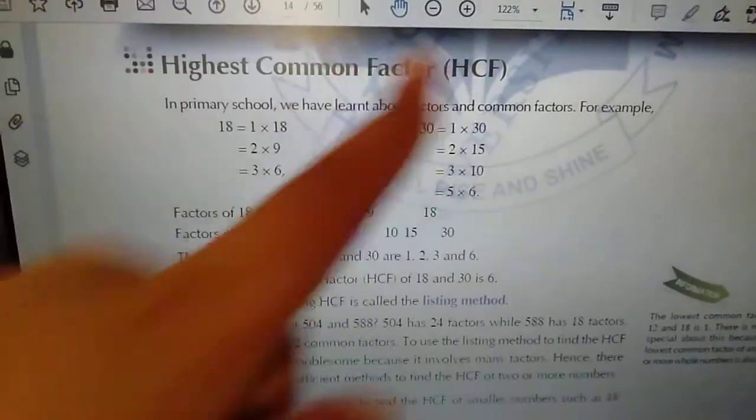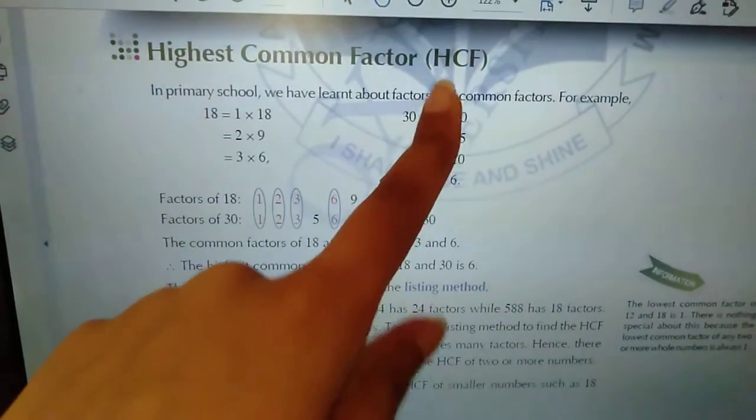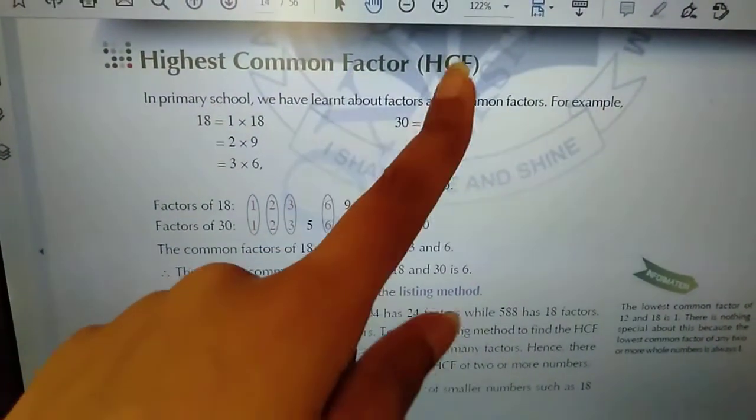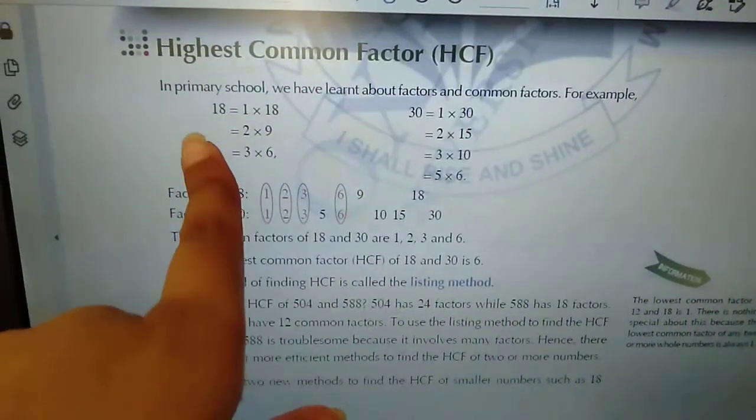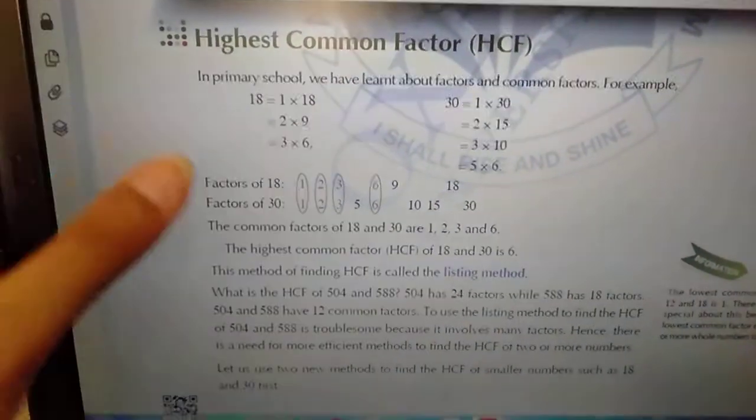Highest common factor, or HCF. HCF is the short form of highest common factor. Okay, now how can we find the HCF of any number?